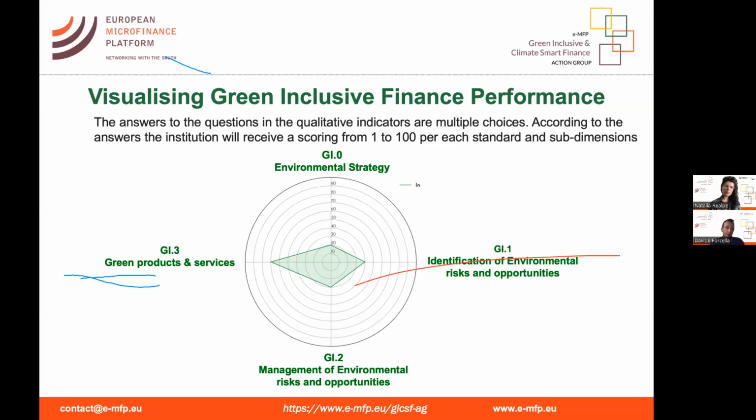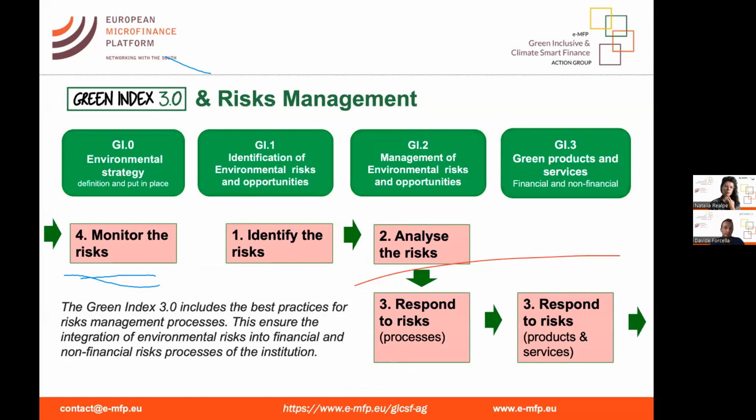The Green Index offers as well a vision along risk management. So if you go through the standard, you have the possibility to understand how the institution is monitoring the environmental risk, how it is identifying the environmental risk, how it is analyzing the risk, how it is responding with better processes and better products and services. And the Green Index 3.0 allows you to visualize this performance as well.